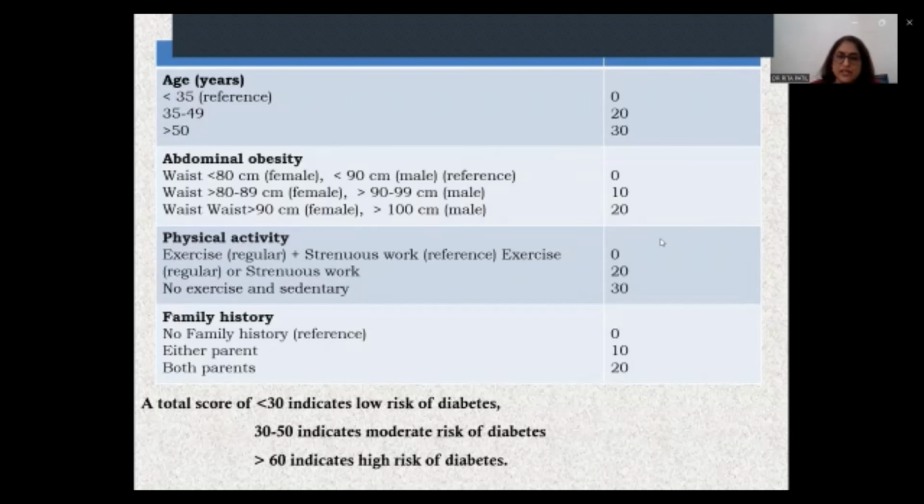A total score of less than 30 indicates low risk of diabetes. A score of 30 to 50 puts them at moderate risk, and over 60 indicates a high risk of diabetes.